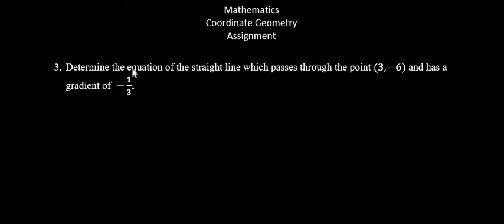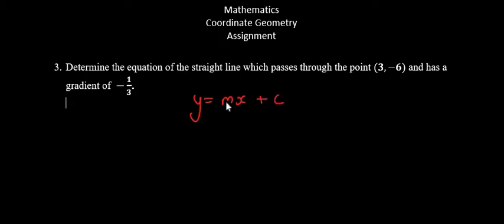In this question, we are asked to determine the equation of the straight line which passes through the point (3, -6) and has a gradient of -1/3. So what we can do is to write down the equation of the straight line that we're looking for in the slope-intercept form, which is y = mx + c.